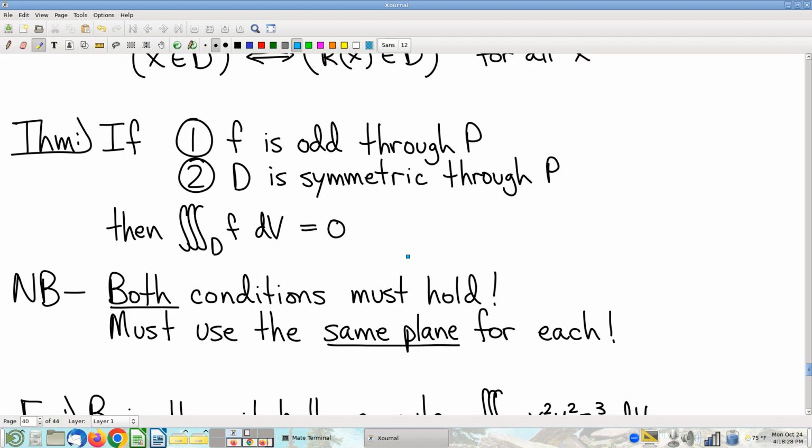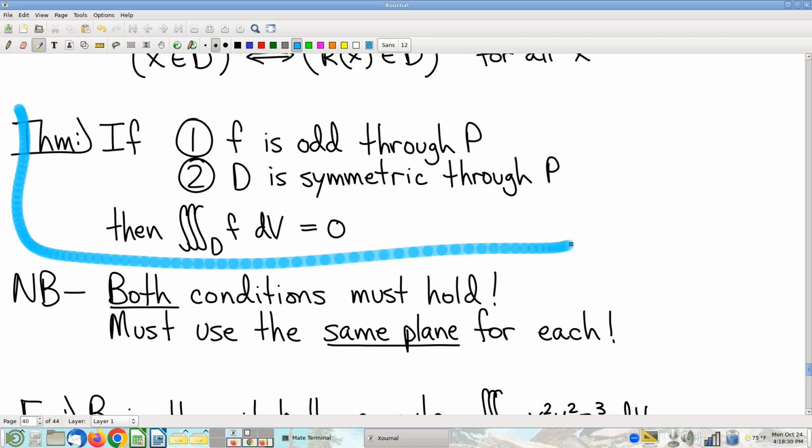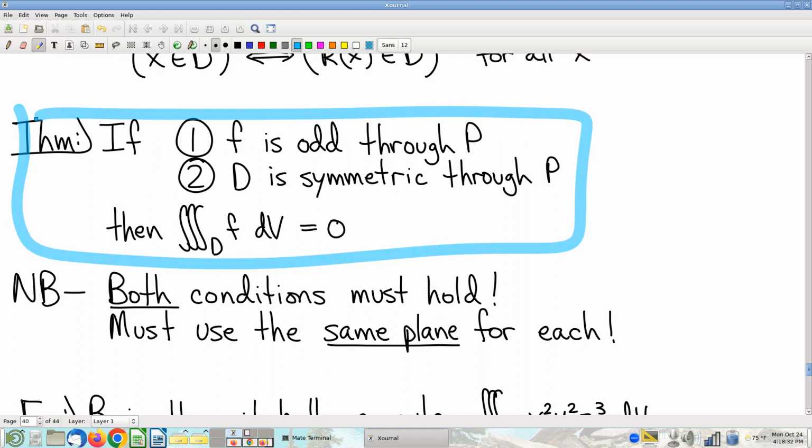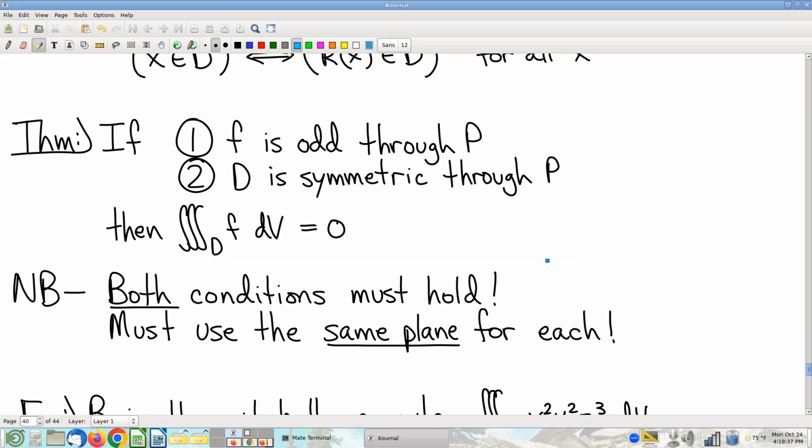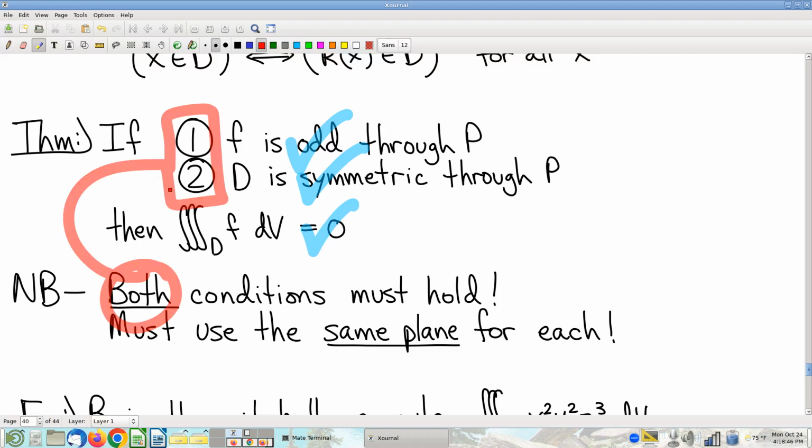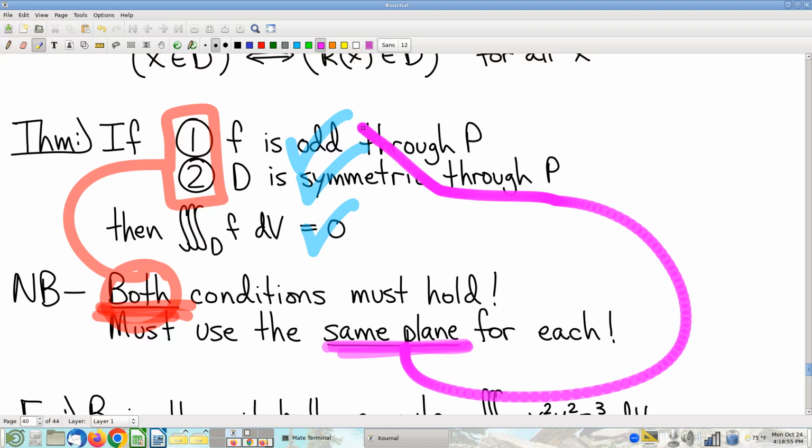And we get this same result that I deliberately wrote to lay out on the page exactly the same because it's morally equivalent theorem. Odd integrand, symmetric domain, integral is 0. Just be sure that both conditions are satisfied. And be sure that you're using the same plane for each of those characteristics.